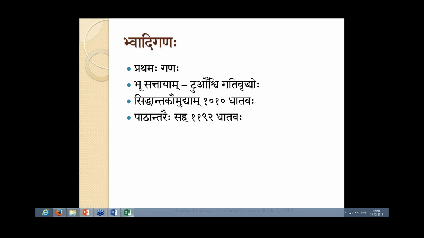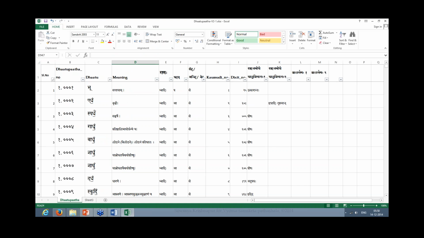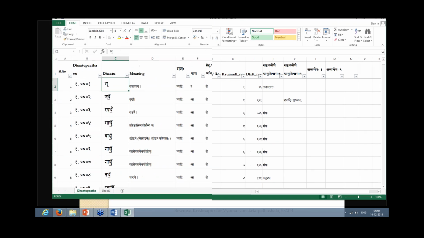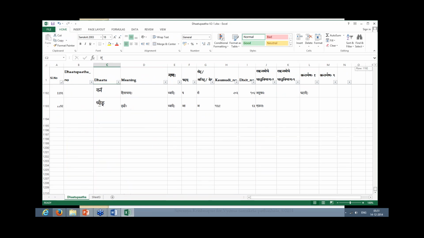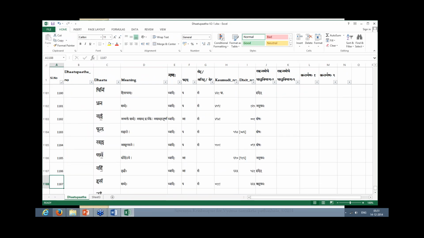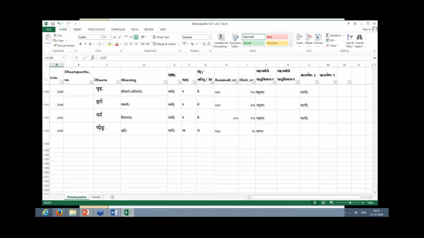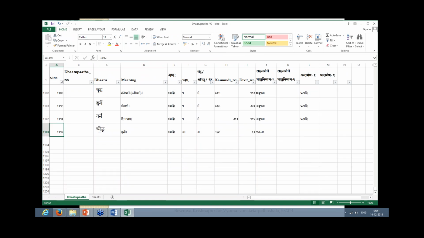So there is one Excel which I have prepared, I mean this was for my reference. So this has all the dhatus. The main dhatu patha which I took for reference was the one from Sanskrit documents, the PDF which is already there. So this is a workable format of that dhatu patha. So you have all the dhatus which I mentioned, I think 1192 is the number of dhatus here.